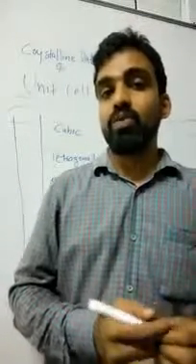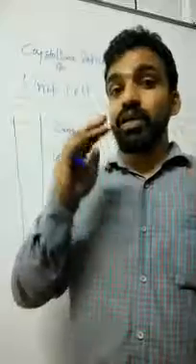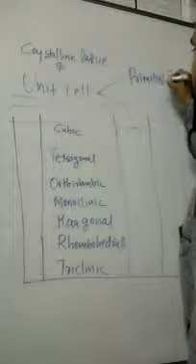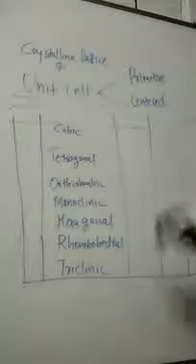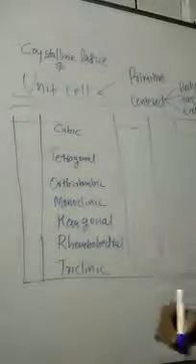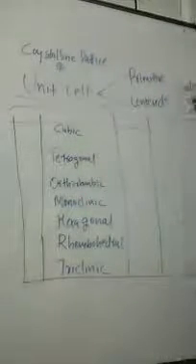Okay, so there are 14 unit cells. Only 14 unit cells are possible; the repeating units which can generate the entire crystal are 14. Broadly, unit cells are classified into two: primitive and centered. Centered are again classified into three: body centered, face centered, and end centered. Body centered, face centered, and end centered.